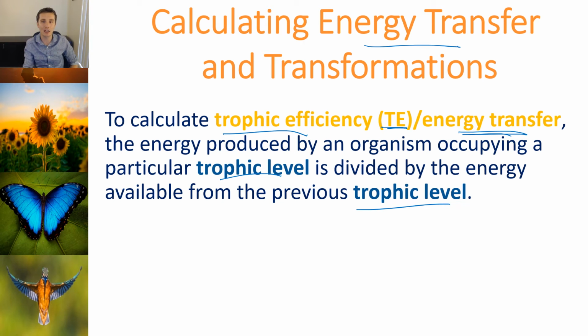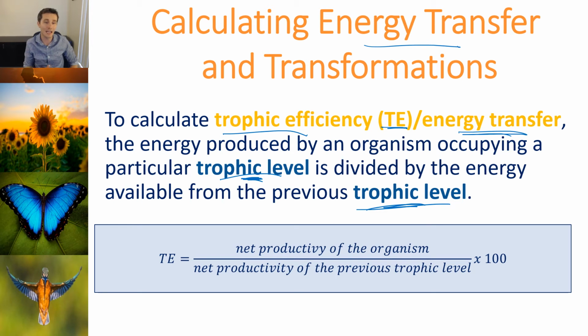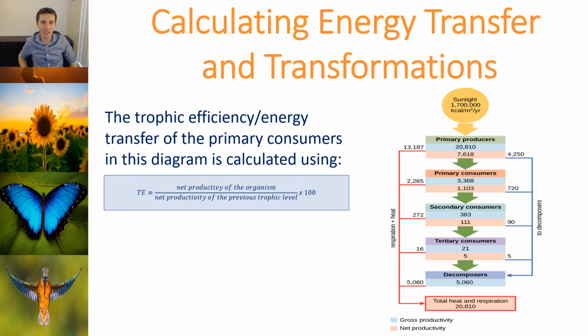That is a different thing altogether, because for this formula, it's the energy that's produced by an organism occupying a particular trophic level divided by the energy available from the previous trophic level. And we get this formula here, and I want you to write this down. So trophic efficiency or energy transfer is the net productivity of the organism, so the amount of energy that's available after you subtract out the energy lost from metabolism and the energy lost as waste, divided by the net productivity of the previous trophic level multiplied by 100 to convert to a percentage. Might seem confusing to start with. Let's get into some examples to make this easy for you.